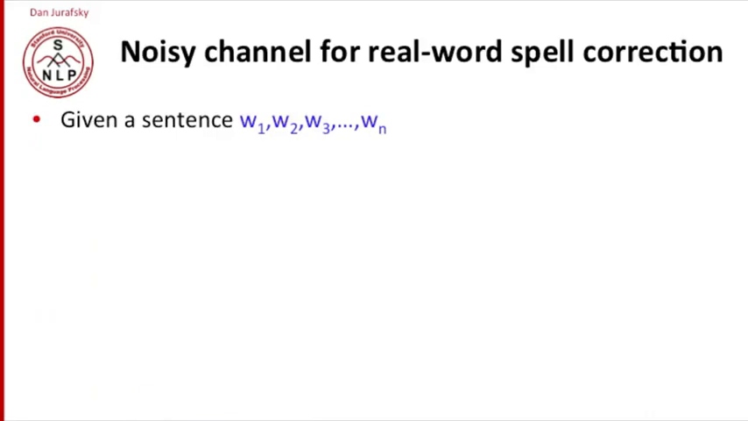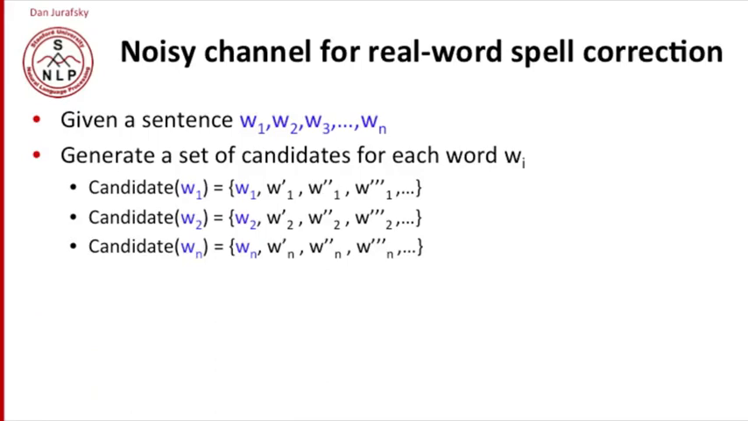Given a sentence with word 1 through word n, we're going to generate for each word a set of candidates. So for word 1, we have the candidates word 1 itself, and then a bunch of variants, the single edit distance neighbors of that word: word 1 prime, word 1 double prime, word 1 triple prime, word 2 prime, word 2 double prime, word 2 triple prime, and so on for each of the words. So we have a whole lot of candidates for each of the words.